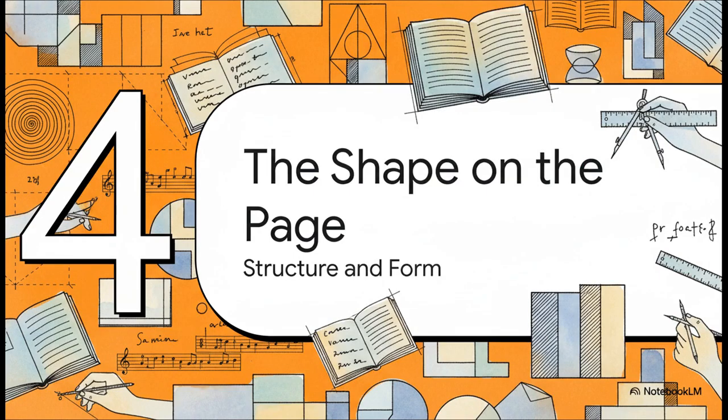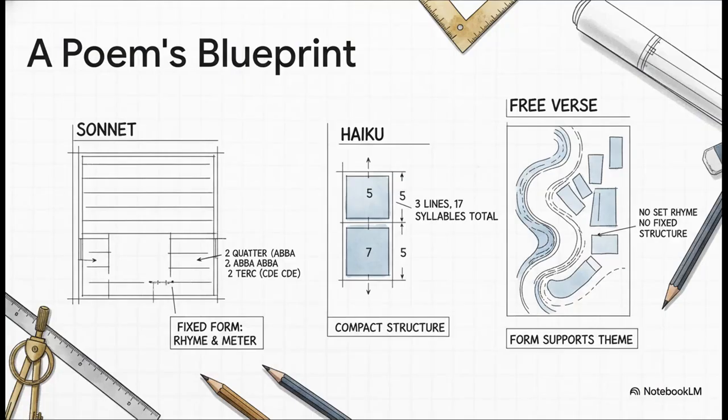All right, for our final section, we're going to zoom out. We're not just looking at individual words anymore, we're looking at the poem's blueprint, its actual physical shape on the page. You see, a poem's structure is never an accident. Everything from the length of the lines, to how they're grouped into stanzas, to whether it follows a strict old form like a sonnet, all of it is chosen on purpose to support the poem's main idea and its emotional punch. The shape itself is part of the story.